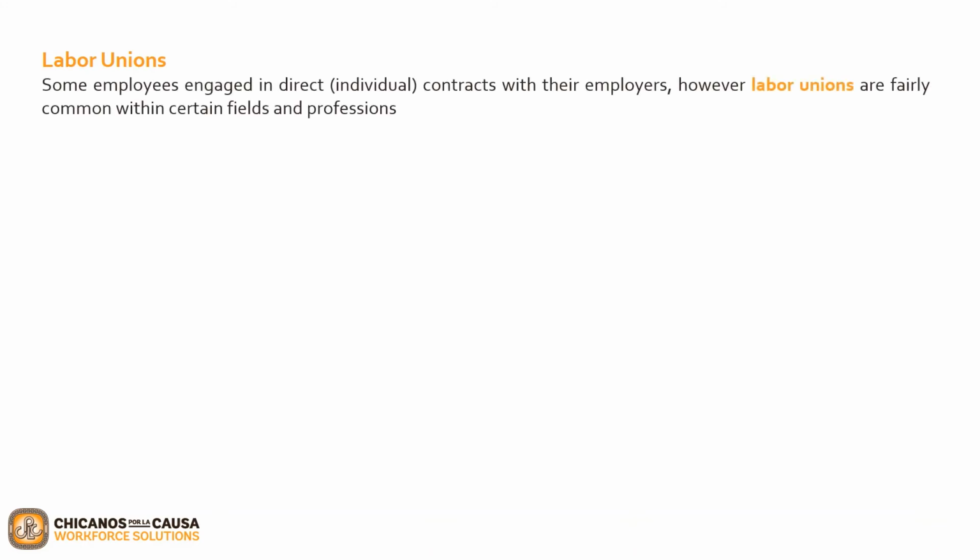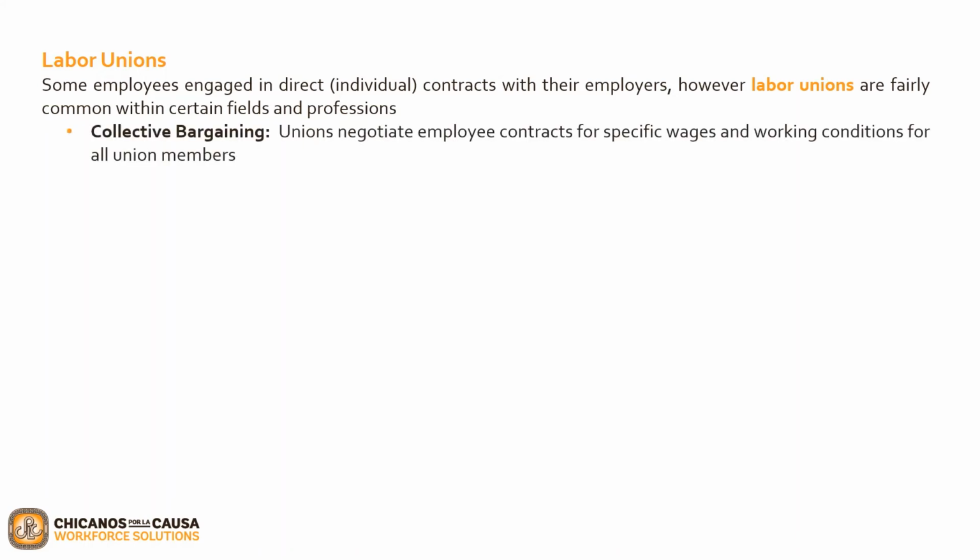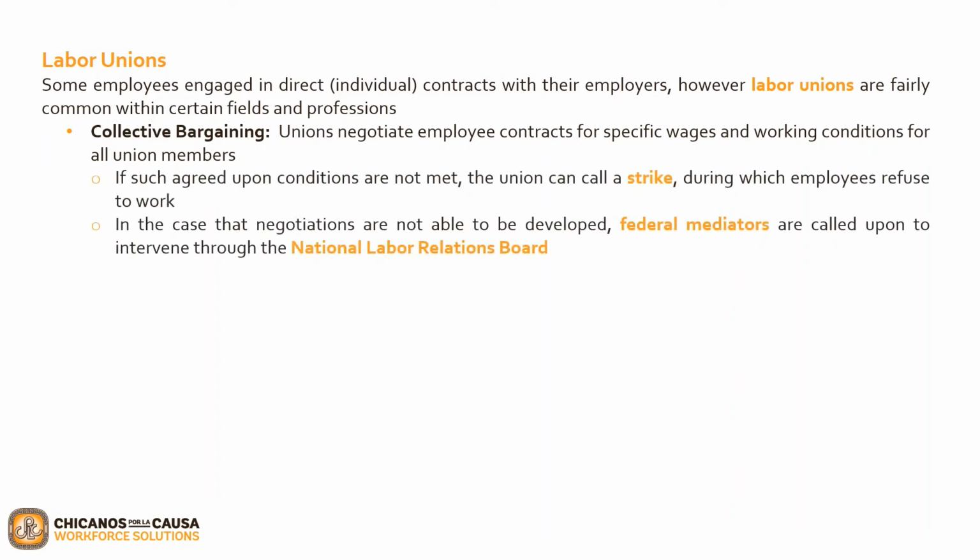Let's look into labor unions. Some employees engage in direct or individual contracts with their employers. However, labor unions are fairly common within certain fields and professions. Unions negotiate employee contracts for specific wages and working conditions for all union members through collective bargaining. If such agreed upon conditions are not met, the union can call a strike, during which employees refuse to work.